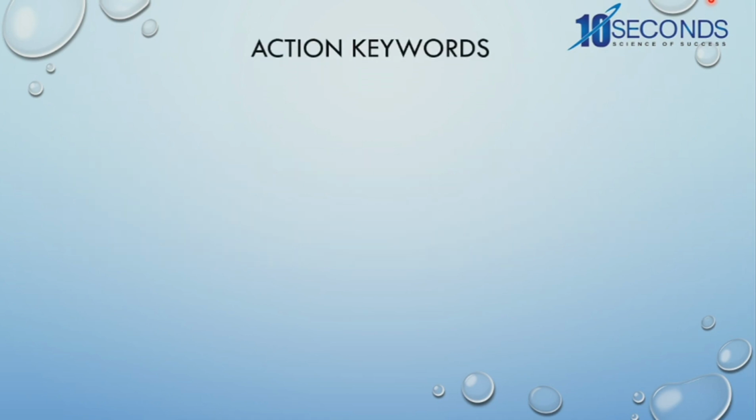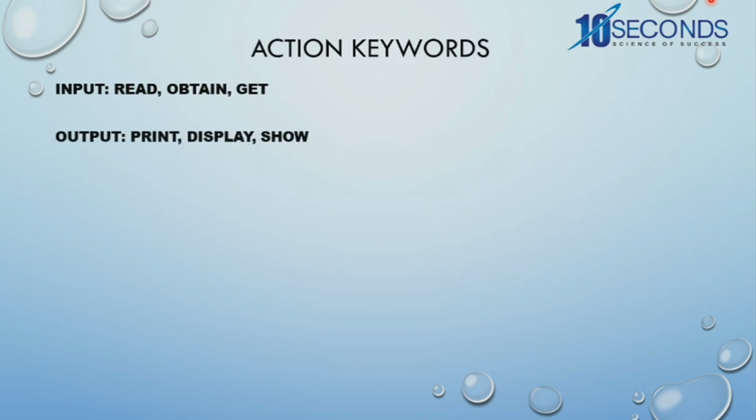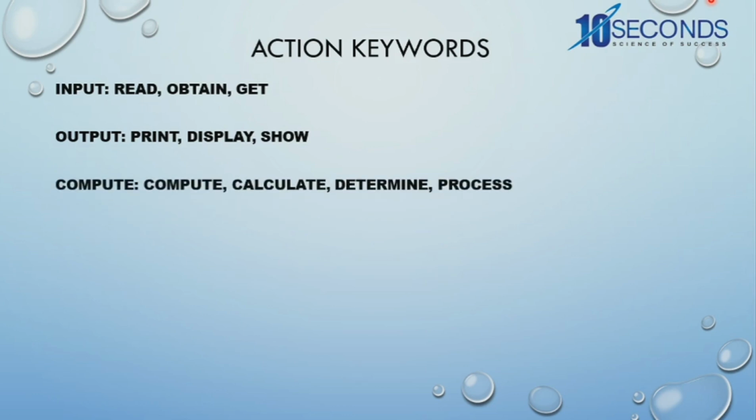What are the keywords we use normally while writing pseudocode? To accept some input from the user, we can use input, read, get. To output we can write output, print, display, show. Normally print is most popular, and in the case of input, read or input is more popular. Then compute, calculate, determine, process. Normally we use compute and process.